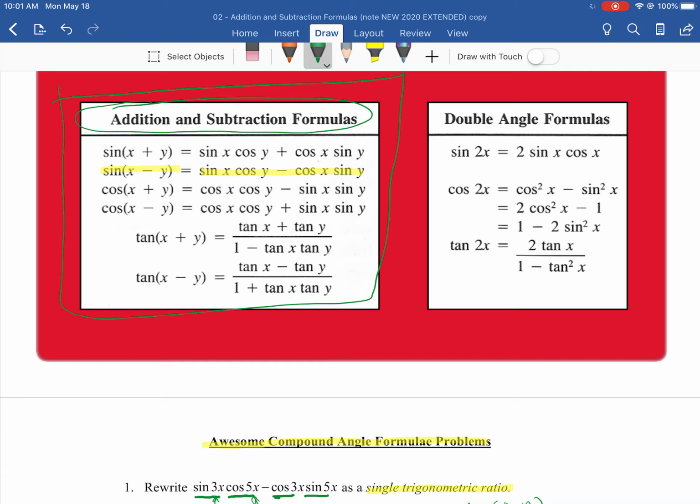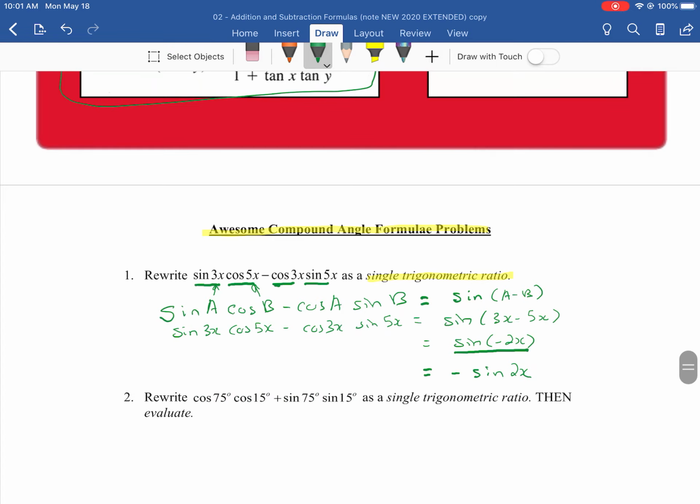And when it says to do that, what we're trying to do is use these addition and subtraction formulas to go right to left. See, on the right side, there's all these trig ratios: sine, cos, sine. But on the left, there's just one. On the left-hand side of addition and subtraction formulas, there's just a single trigonometric ratio. So if we can use these things right to left, we will get a single trigonometric ratio. Let's see if we can.